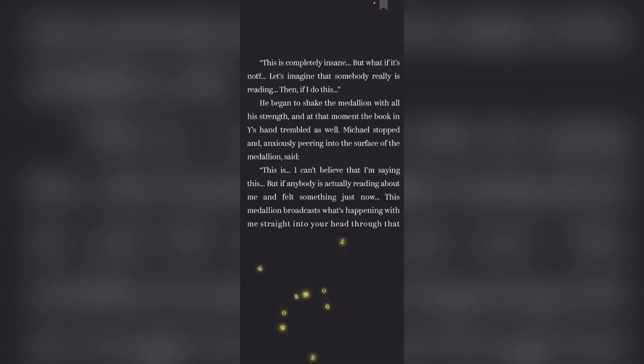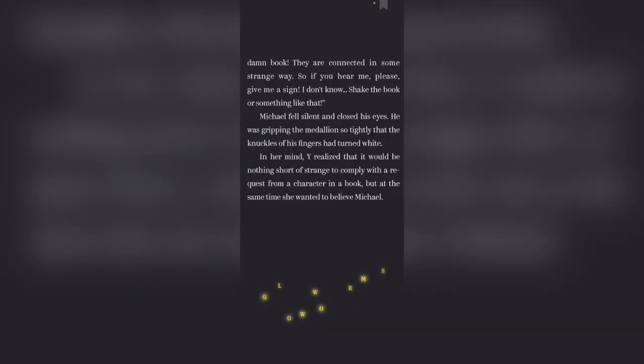Michael stopped and anxiously peering into the surface of the medallion said, "I can't believe that I'm saying this, but if anybody is actually reading about me and felt something just now, this medallion broadcasts what's happening with me straight into your head through that damn book. They are connected in some strange way, so if you hear me, please give me a sign. I don't know, shake the book or something like that." Michael fell silent and closed his eyes. He was gripping the medallion so tightly that the knuckles of his fingers had turned white.